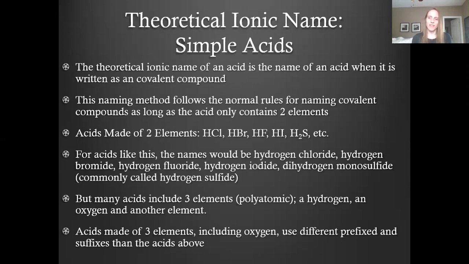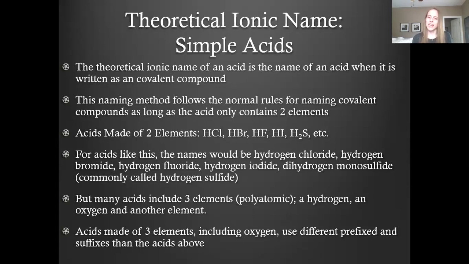But the theoretical ionic name takes it a step further and says that commonly we can refer to it as if it's an ionic substance, even though it's not. Because remember, hydrogen on a periodic table is over kind of with the metals because it sometimes acts like a metal. And when it is in an acid, it often acts like a metal. So because of that, sometimes we more commonly refer to acids as if they're ionic compounds.